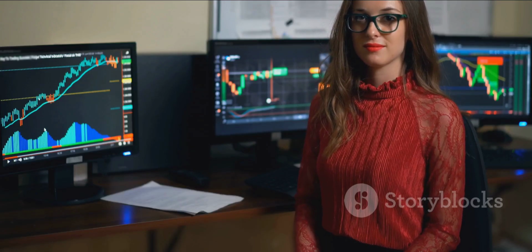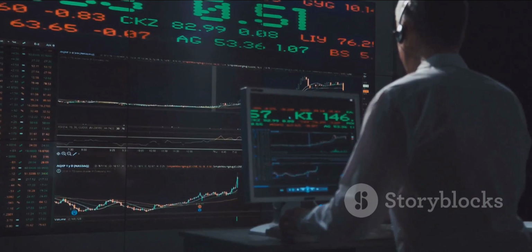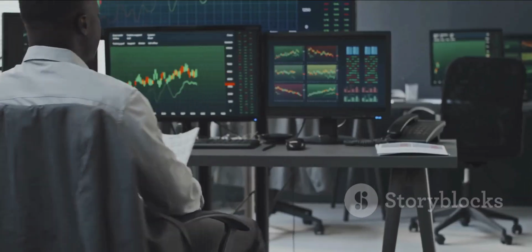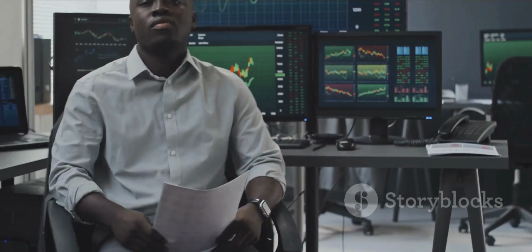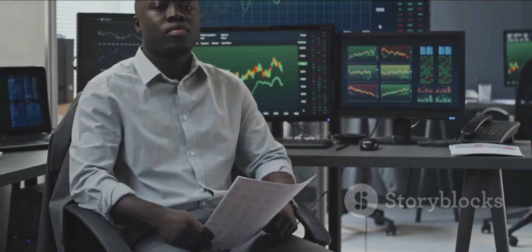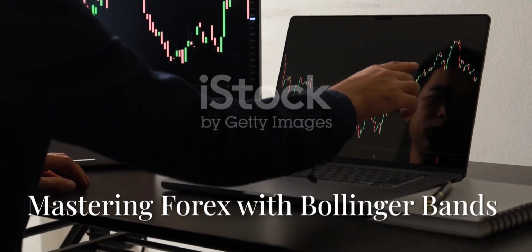Understand the limitations of Bollinger Bands. Always have a comprehensive trading plan. Most importantly, always adhere strictly to your predetermined risk management rules. Discipline is key.